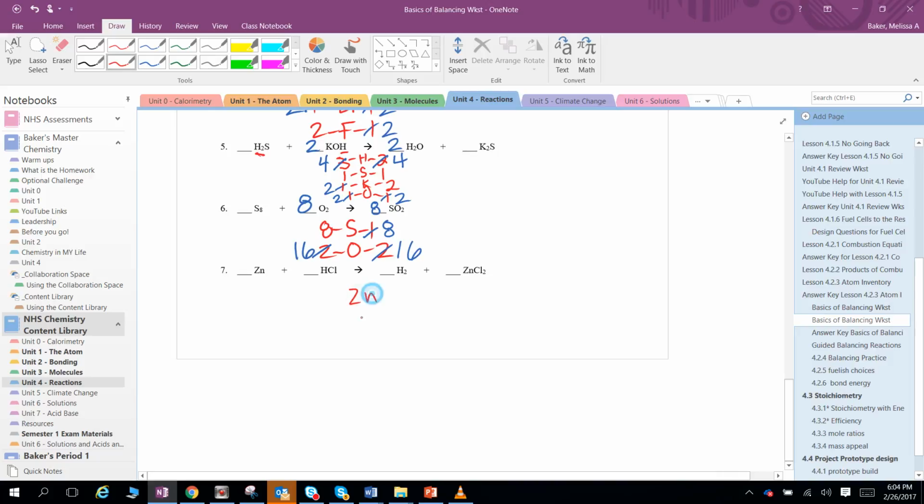For my last one, I've got zinc, hydrogen, and chlorine. I've got 1 zinc on each side, 1 hydrogen on the left, and 2 on the right. 1 chlorine on the left and 2 on the right. So this is going to be an easy fix. If I put a 2 in front of my HCl, that solves everything. I like it when they get easier at the end.